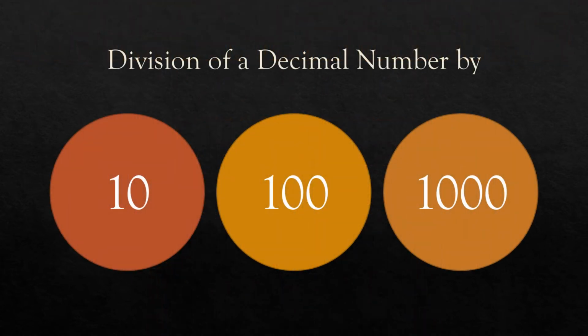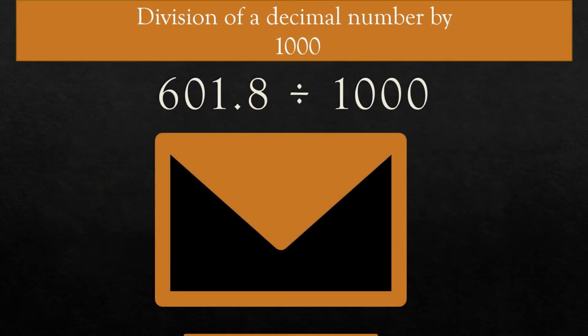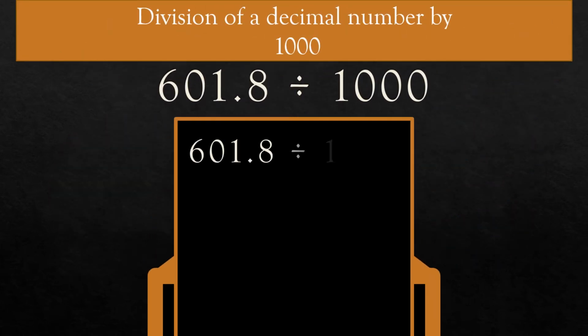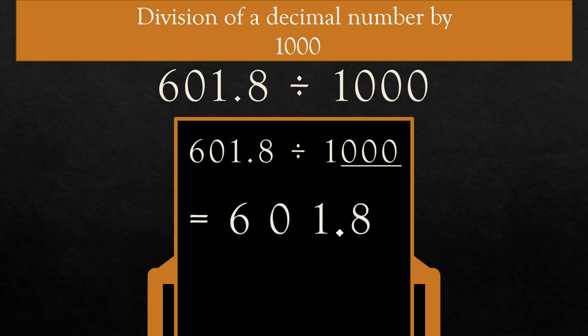Let us study division of a decimal number by thousand. For example, 601.8 divided by 1000. See, in divisor 1000 we have 3 zeros. So the decimal point shifts 3 places to the left. So count 1, 2, 3 and place a decimal. So the answer is 0.6018.